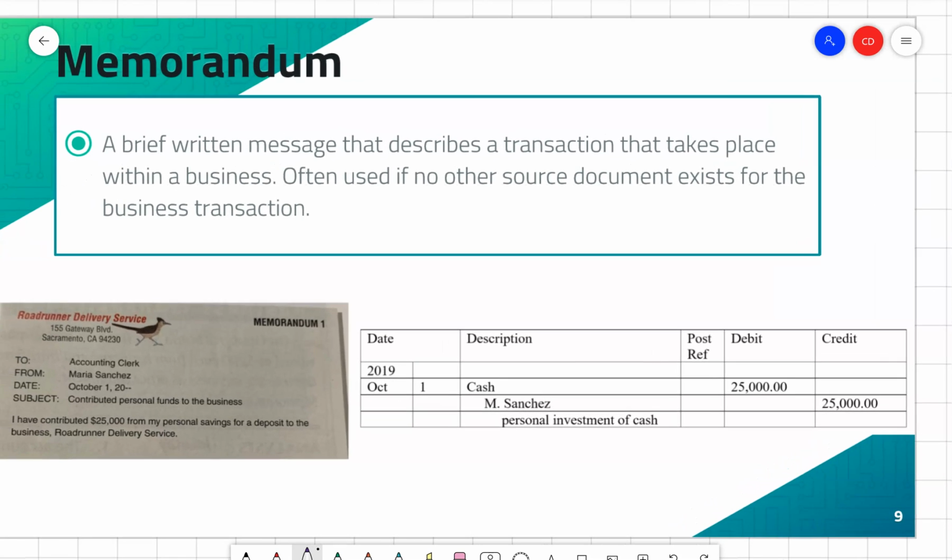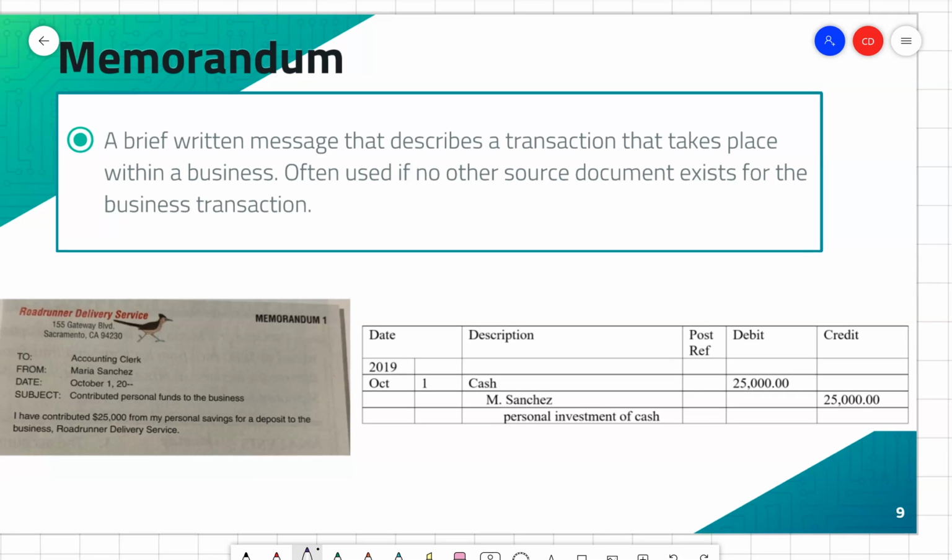All right, a memorandum. This is a brief written message that describes a transaction that takes place within a business. It's often used if no other source document exists for the business transaction. So if there's no invoice, no check stub, no receipt, they're going to write a memo of something that happened. In this one, again, we are Roadrunner Delivery Service. It was sent to the accounting clerk from Maria Sanchez on October 1st.